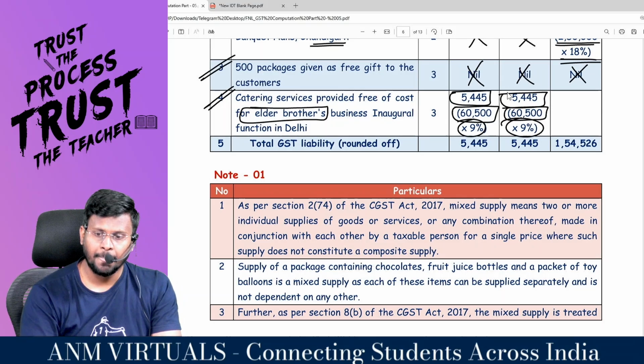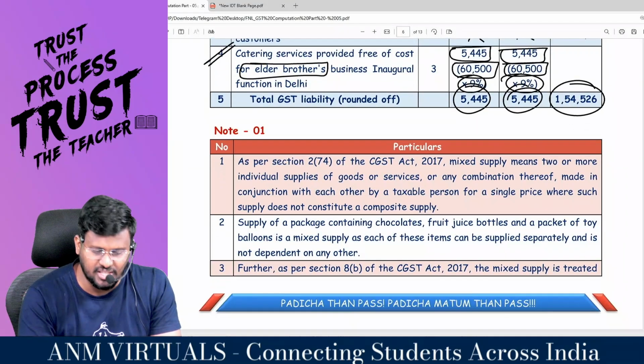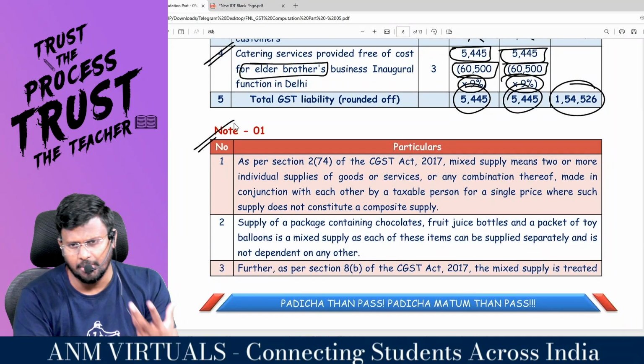Are you ready with me? So if you add total CGST liability, total SGST liability, total IGST liability, these notes, very simple.